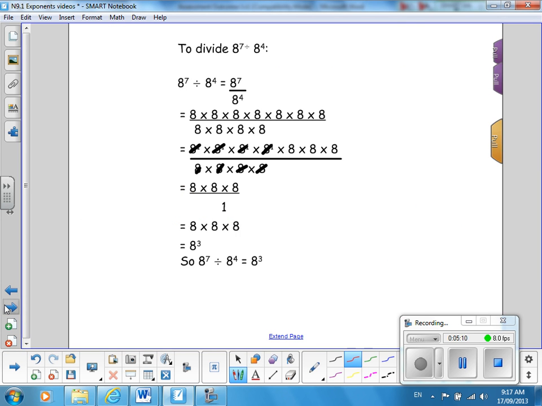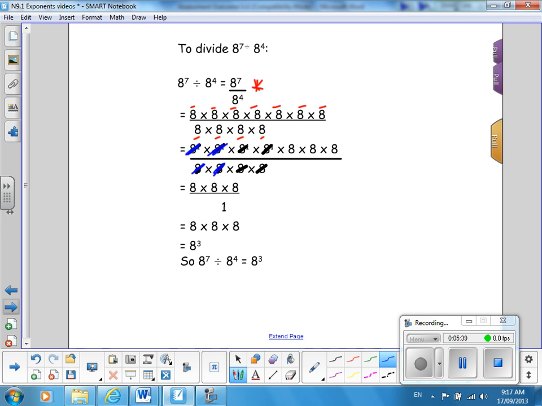To divide, let's see what happens. Let's say we have 8 to the exponent 7 divided by 8 to the exponent 4. So we can write that in fraction form. 8 to the exponent 7 means 8 times 8 times 8 times 8 times 8 times 8 times 8, 7 times. 8 to the exponent 4 is 8 times 8 times 8 times 8. Now, what happens when we divide 8 by 8? We get 1.